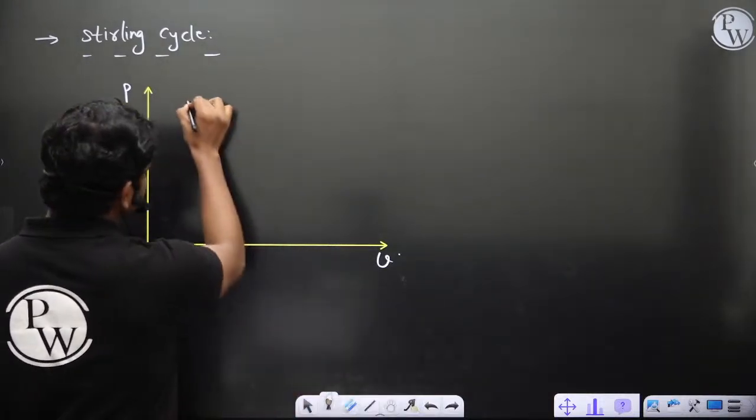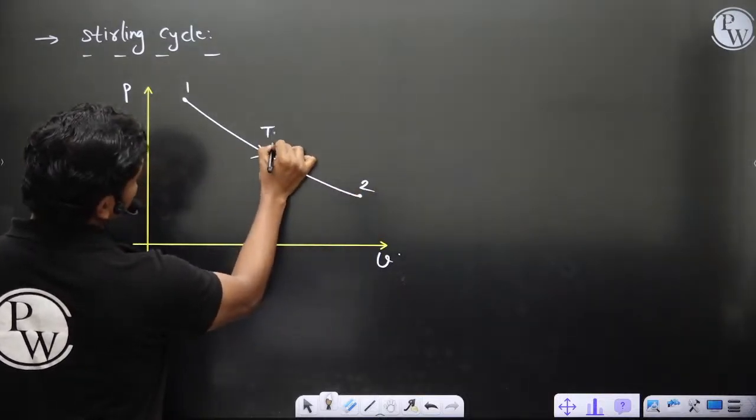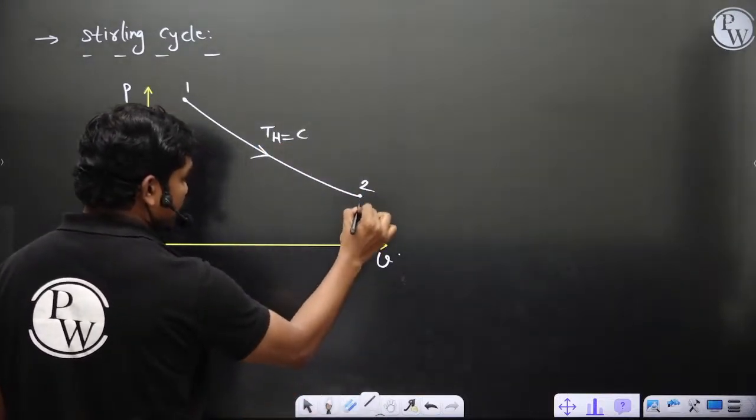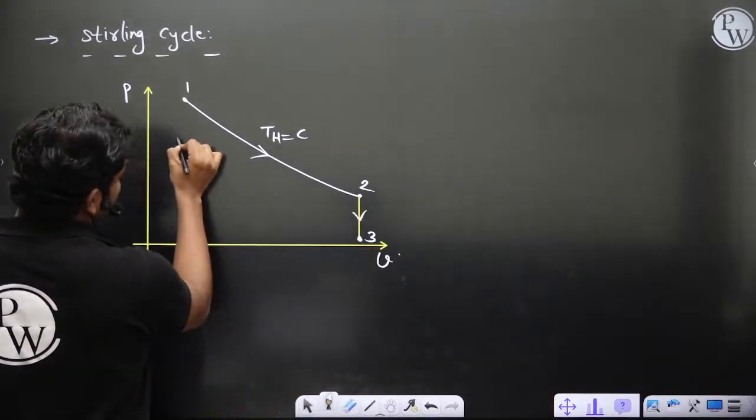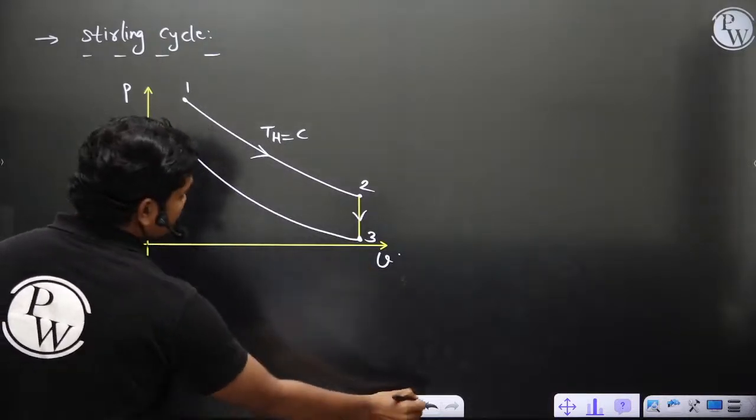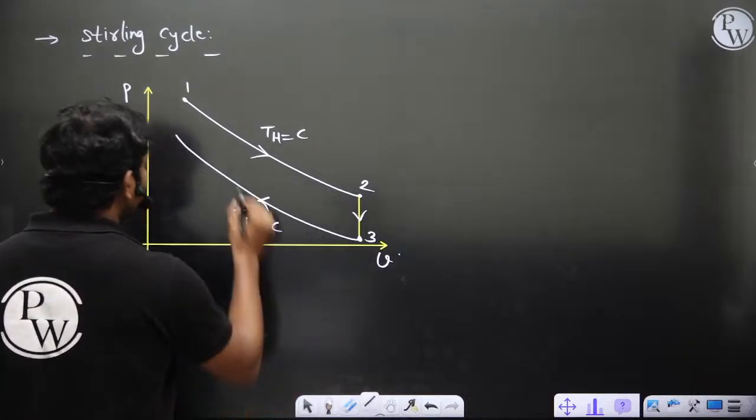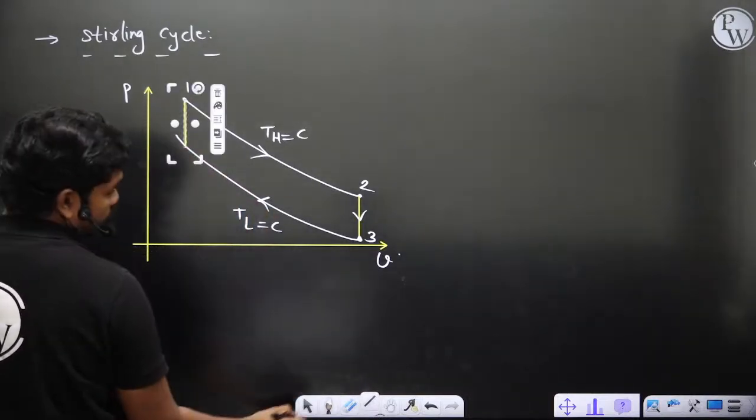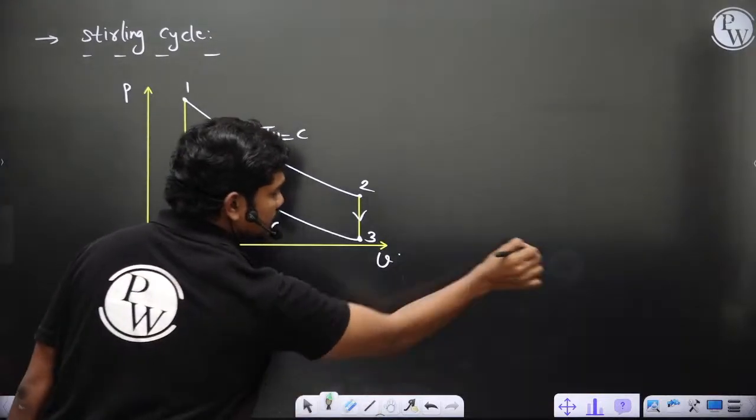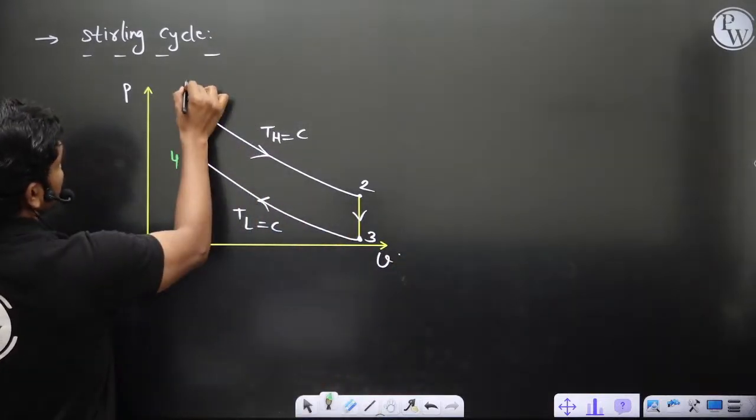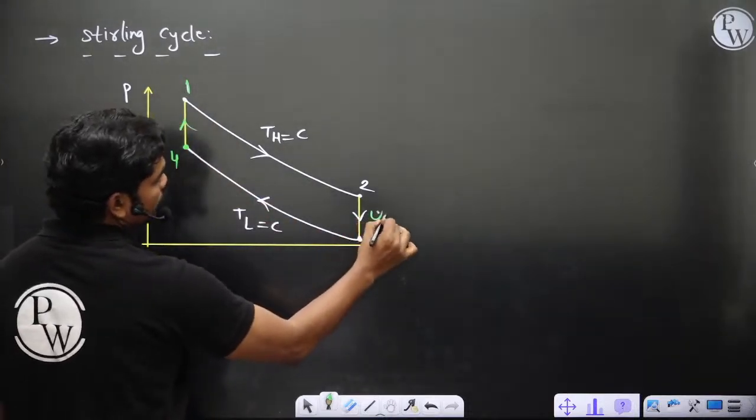This is isothermal, 1 to 2, TH is equal to constant. Then you have constant volume 2 to 3, and this point 4 will be again along constant temperature, TL is equal to constant, and these are again constant volume. I would have given the physical construction also if there was some time, but in fast track the time is a bit short. 1, 2, 3, 4. Okay, so this is what you get: 1 to 2, 2 to 3, 3 to 4, and these are constant volume processes.